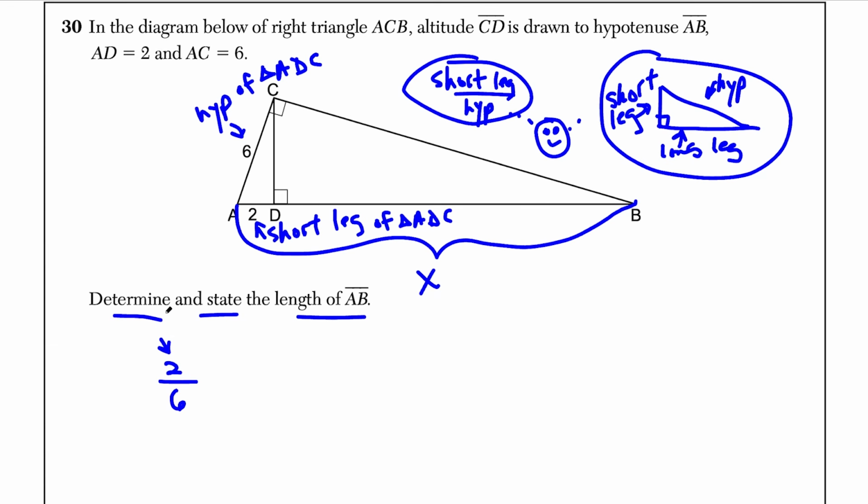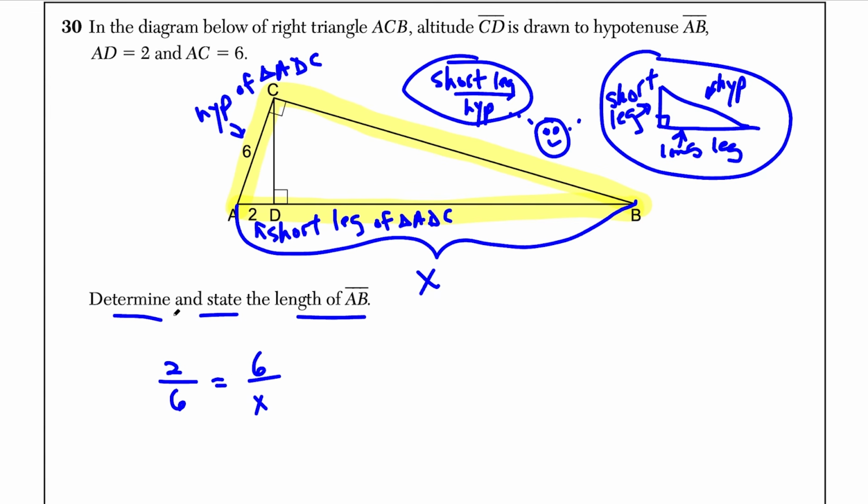Now when I look at the big triangle, I'll highlight this, it is triangle ACB. So there's the big triangle. When we set up our ratio, we have to make sure that we do short leg over hypotenuse. So what is the short leg of the big triangle? Well, that one is going to be 6. The short leg is going on top, and the hypotenuse we're calling X. That's what we're trying to find here.